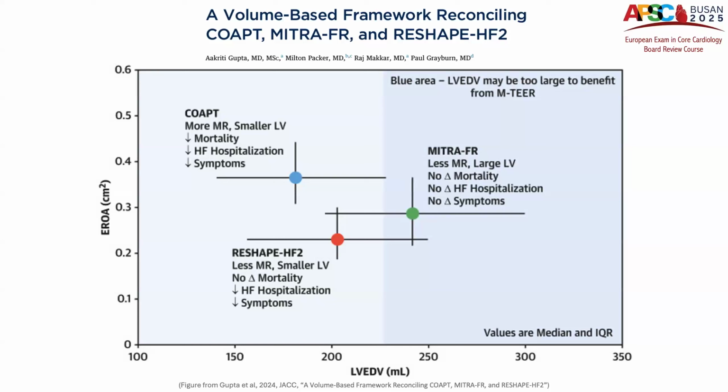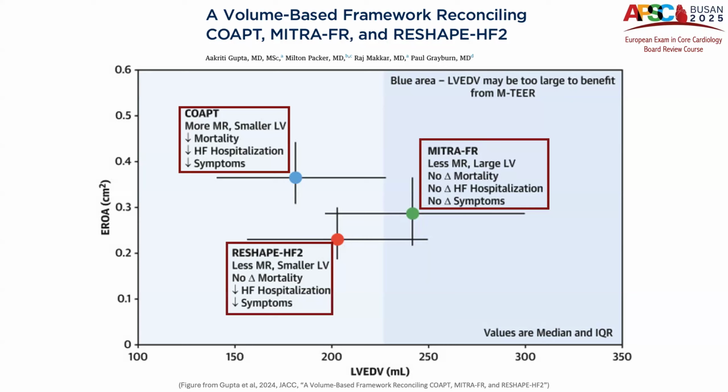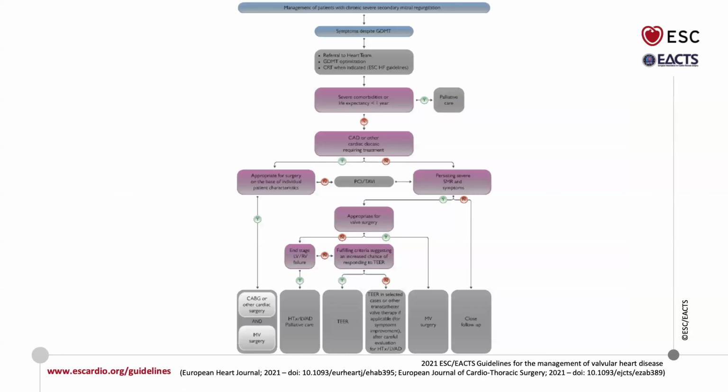The discrepant results of these 3 trials can be reconciled by the LV volume framework. The ability to modify outcomes is tied to how much the MR is driving heart failure versus how advanced the underlying LV disease is. Smaller LV volumes, such as in COAPT, where the mean LV end diastolic volume was 192 milliliters, suggest MR as a major driver of heart failure and thus respond well to mitral TEER. Larger LV volumes, such as in MITRA-FR, where the mean LV end diastolic volume was 252 milliliters, suggest advanced remodeling, where mitral TEER is less effective.